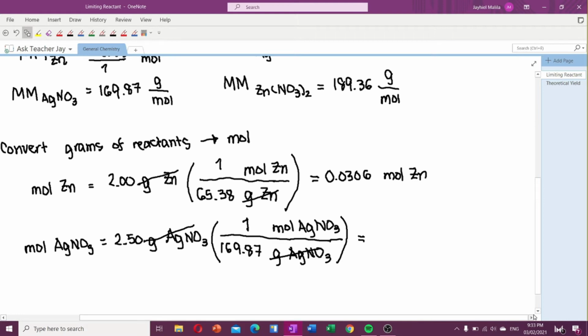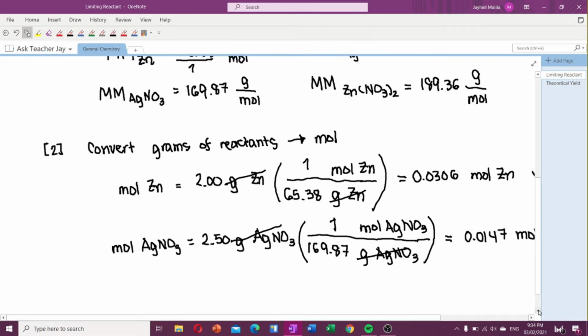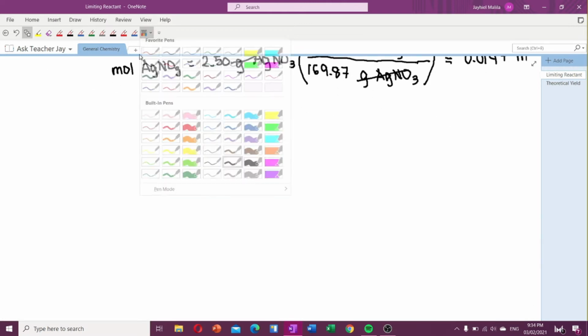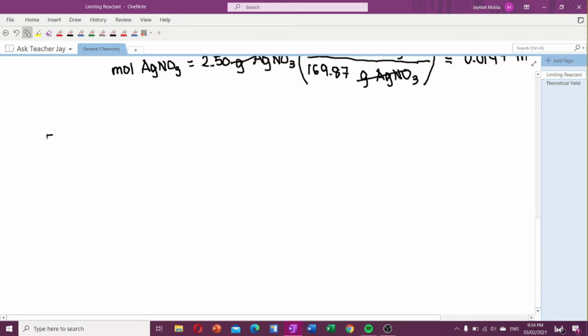Okay, by yourself. So my answer for this one is 0.0147 moles of AgNO3. So that's it. We are done already getting the moles of zinc and moles of AgNO3. The next step will be to determine the limiting reactant. Okay, number 3. Determine the limiting reactant.